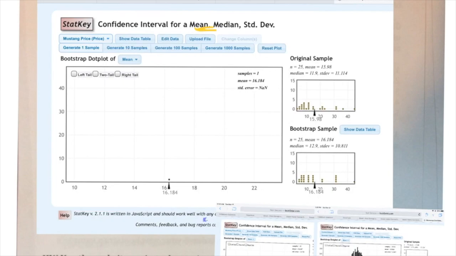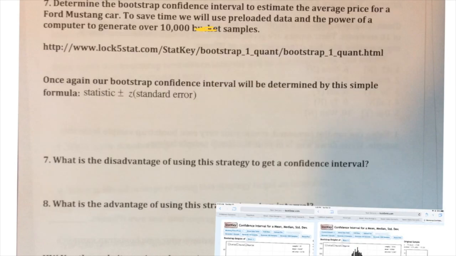From there, one sample is not enough really, that one point estimate, so we're going to actually generate some more. So next I need you to click generate 10 samples. And of course the results that I'm getting are probably going to be different than yours because this is randomly generated.